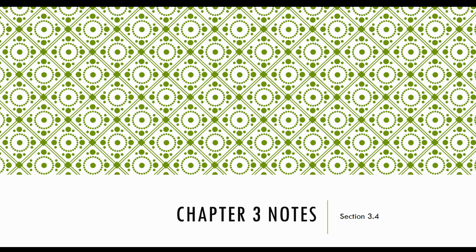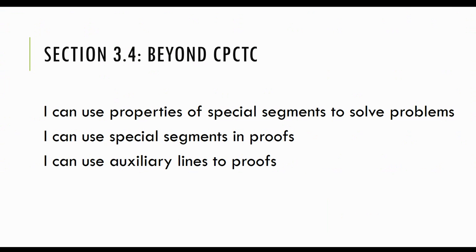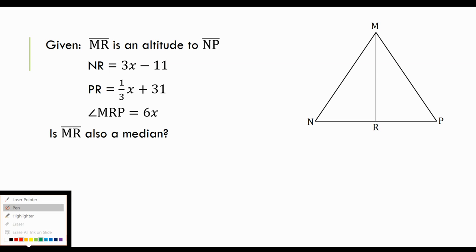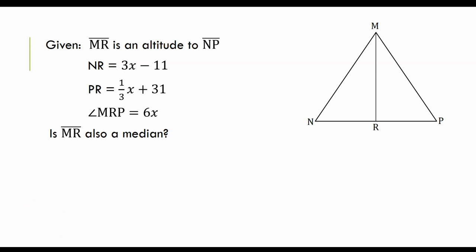So that's what we're going to continue working on today, looking at section 3.4, which is all about those special segments. So we're going to use properties of special segments to solve problems. We'll use them in proofs, and we will still use this idea of the auxiliary lines. So let's go ahead and take a look at an algebra problem.